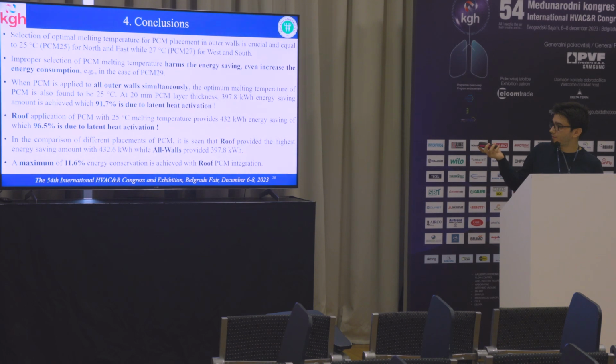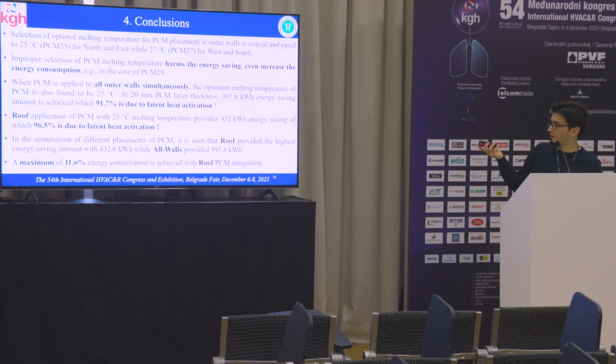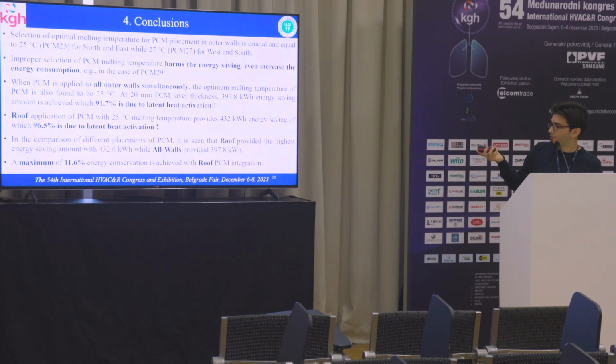Roof application of PCM with 25 Celsius melting temperature provides 432 kilowatt-hour energy saving, of which 96.5% is due to the latent heat activation. And in the comparison of different placements of PCM, it is seen that roof provided the highest energy saving amount with 436.6 kilowatt-hour, while all walls provided 397.8 kilowatt-hours. A maximum of 11.6% energy conservation is achieved with roof PCM integration.